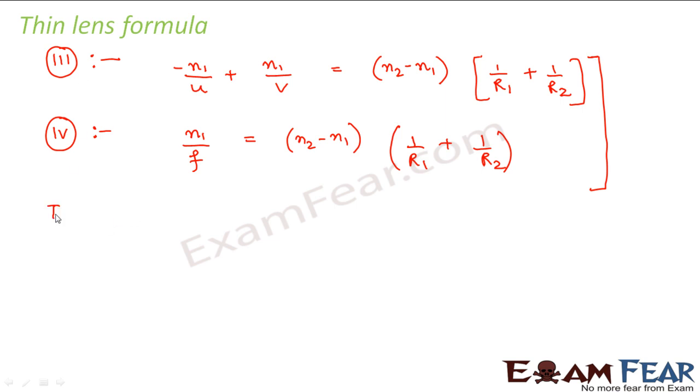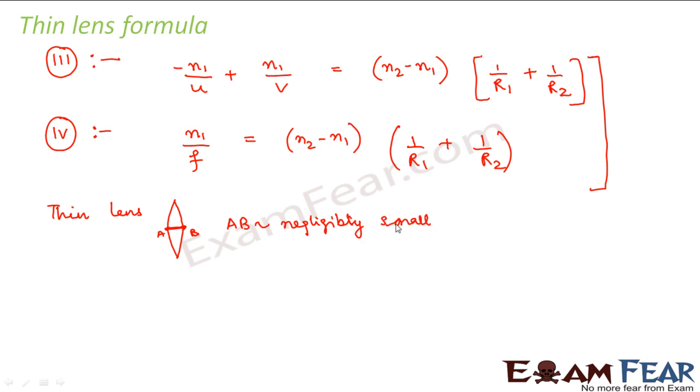What do I mean by a thin lens? When I assume that a lens is a thin lens, I assume that this distance is very small. This distance, let us suppose this is AB. So we assume that AB is negligibly small. Then it is known as a thin lens.